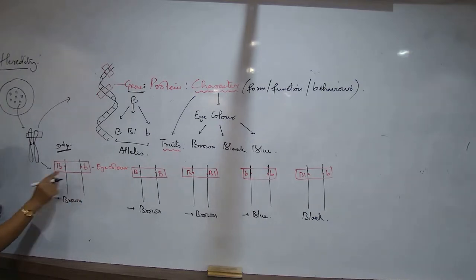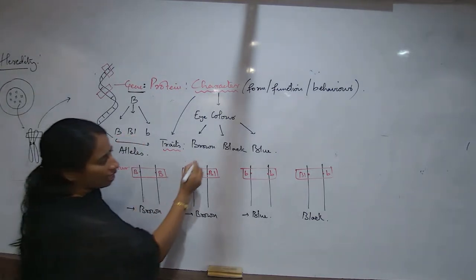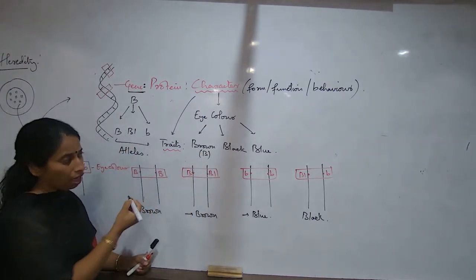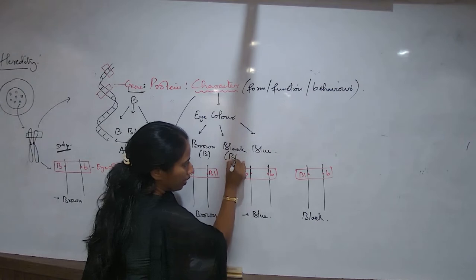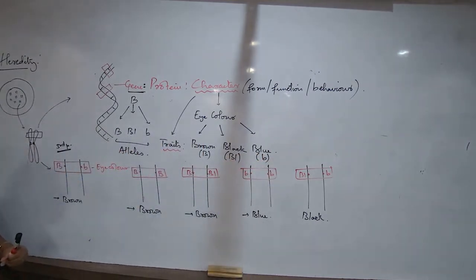allele. Just check here. Here is the allele for brownness. I already talked about these three types of alleles. What is the allele for brownness? Capital B, let us assume. Allele for black, BL. And the allele for blue is small b.